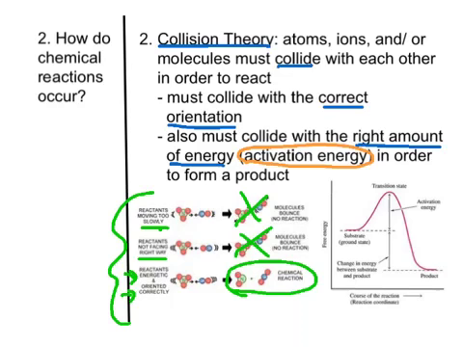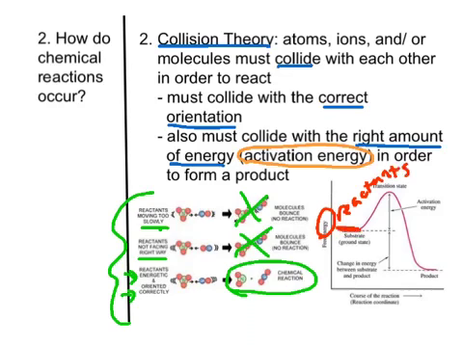Now on the right-hand side here, this is a little graph of energy during a chemical reaction. We've got reactants here. The reactants are going to be right here. This is what we start with, the reactants, and they're going to have a certain amount of energy to them.